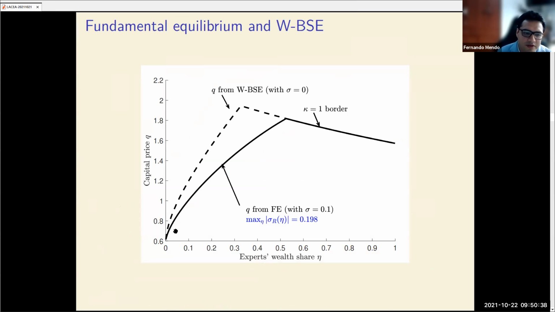What I have here is the capital price, the key endogenous object, as a function of the wealth share. And what you have on the black line is what we always solve, the fundamental equilibrium. When the wealth share is low, capital price is low, and there are going to be fire sales. Every time the wealth share moves around, that's going to move the capital price violently, and you're going to generate some endogenous amplification there. On the other hand, when the wealth share is high, kappa equals 1, meaning the expert manages the entire capital in the economy, and price is not very sensitive to movements in eta. Okay, so that's what we usually have.